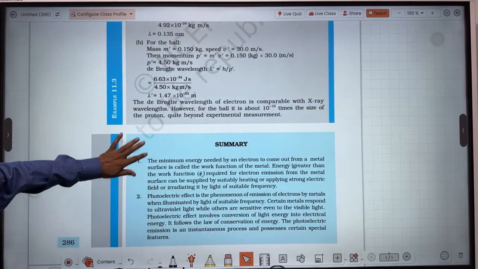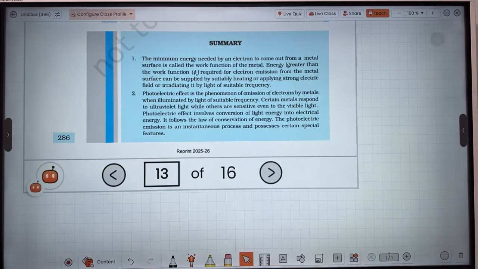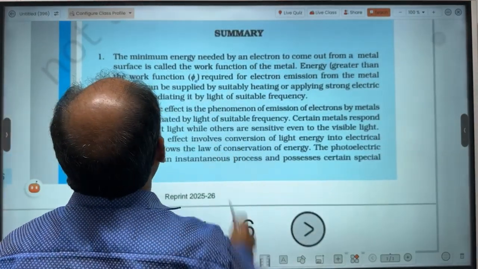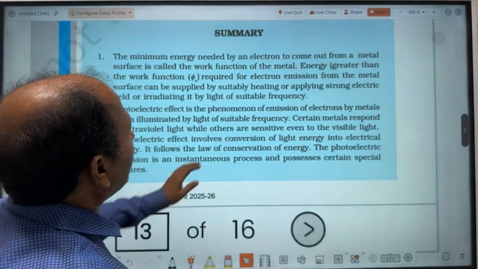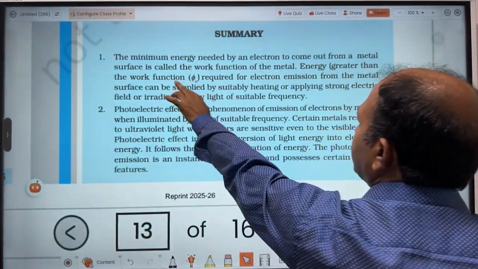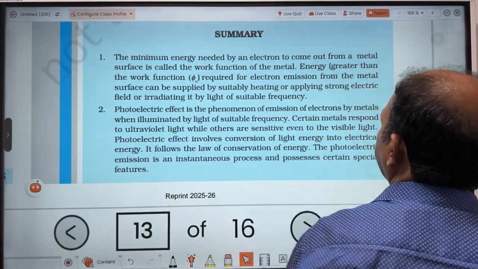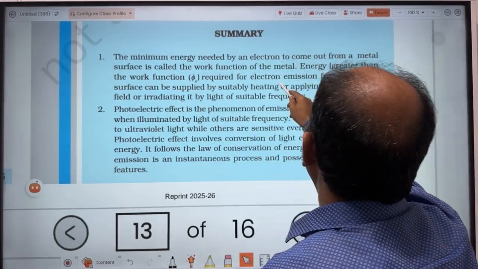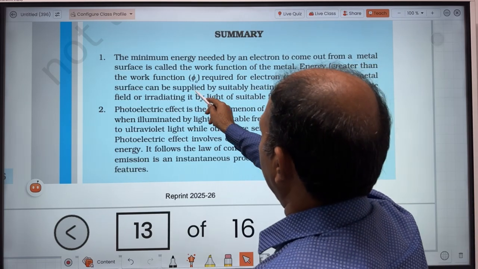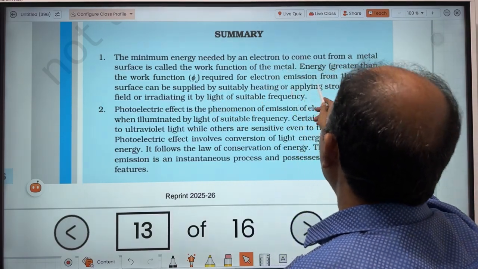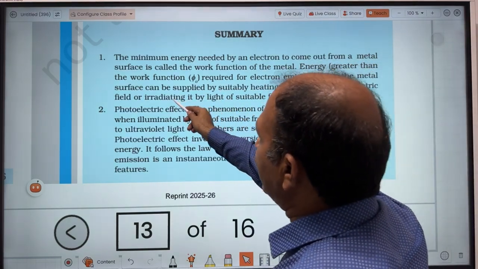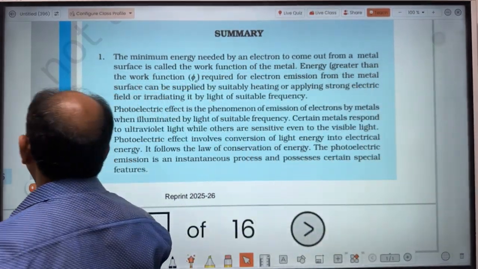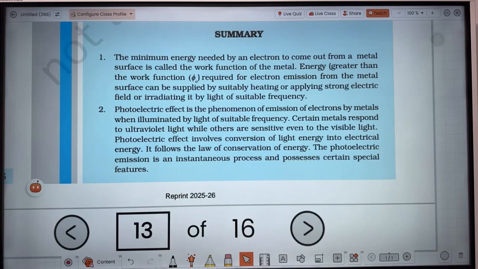So this is how the lesson is over. Now we are going to see the summary, or you can say it is a quick recap. The minimum energy needed by an electron to come out from a metal surface is called the work function of the metal, right? Energy greater than the work function phi 0 required for electron emission from the metal surface can be supplied by suitably heating, or applying a strong electric field, or irradiating it by light of suitable frequency. So these are the methods of electron emission that we have studied in the beginning of the chapter.